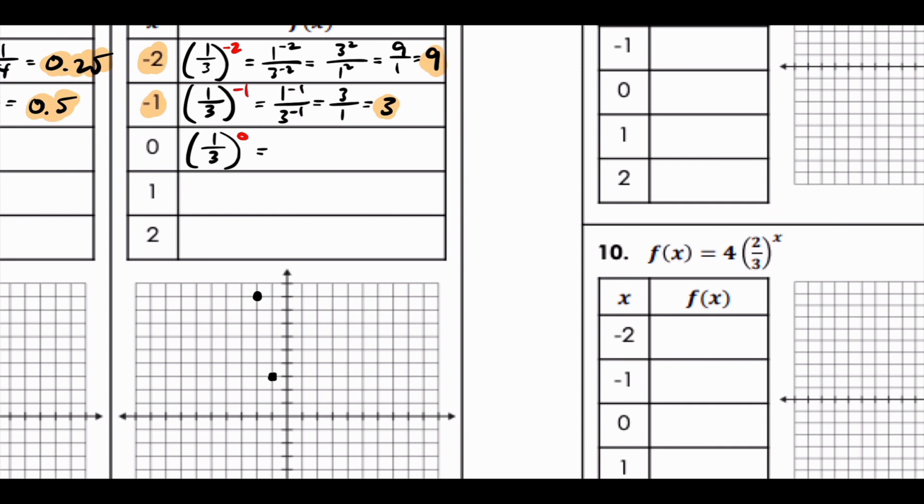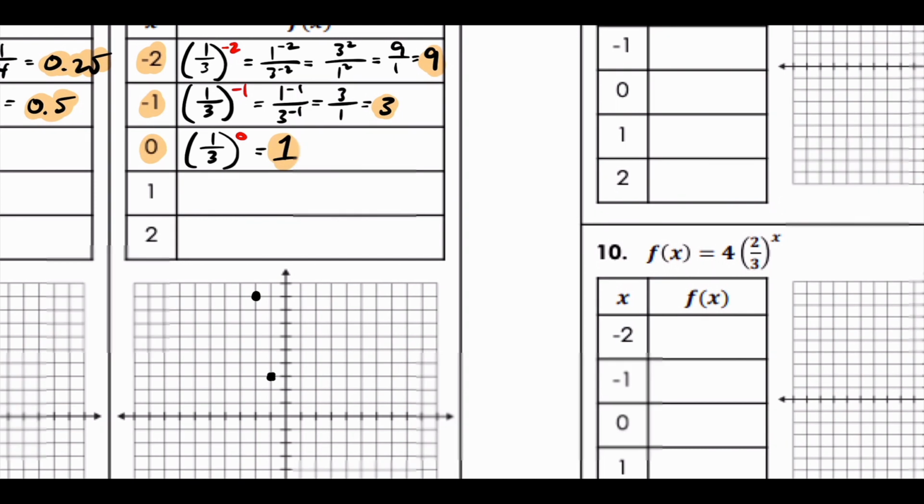Anything to the 0 power, fraction, decimal, positive, negative, it doesn't matter what it is. Anything to the 0 power is always 1. So the next dot is at 0, 1. Next thing, plug in 1.